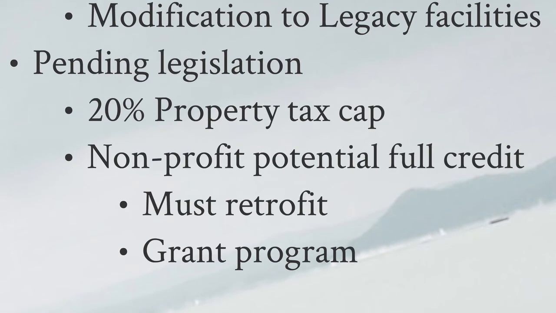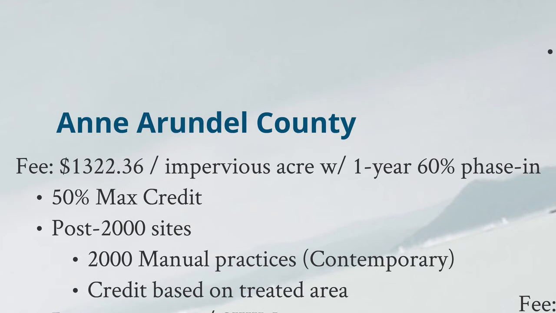There is pending legislation at the time of this presentation originally that was looking at adding a 20% property tax cap, looking at nonprofits, that's faith-based organizations and nonprofits like that, getting a full credit on it, but they must do retrofits on their sites and bring their sites all the way up to contemporary practices, but a grant program was being proposed to be funded through the stormwater utility to help facilitate that.